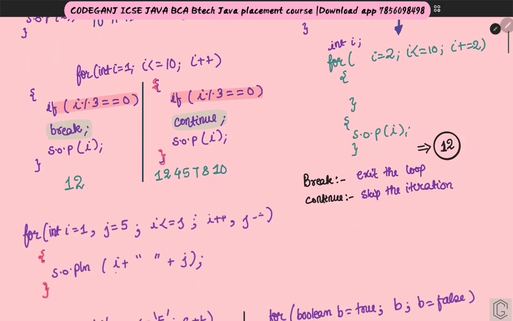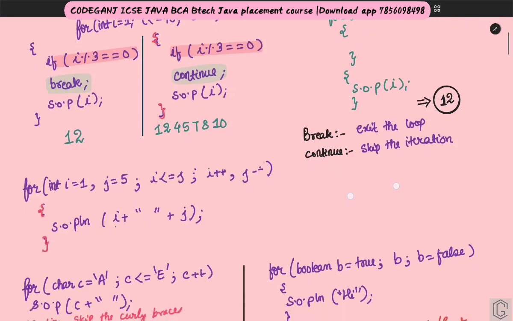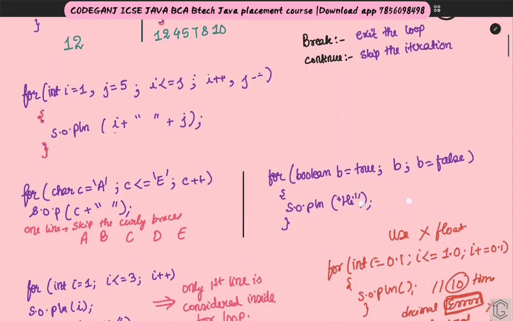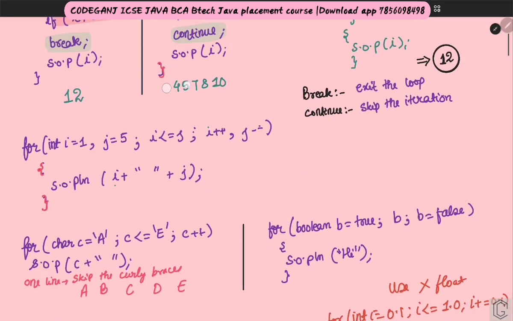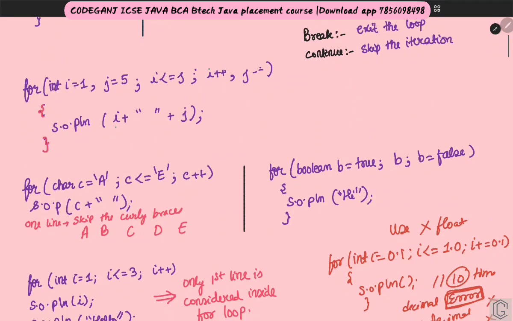Okay, great. Similarly, we'll go to break and continue for sure, but suppose we have something called loops. In a loop, you can use anything and everything, okay, except the decimal, meaning the double data type, do not use it.